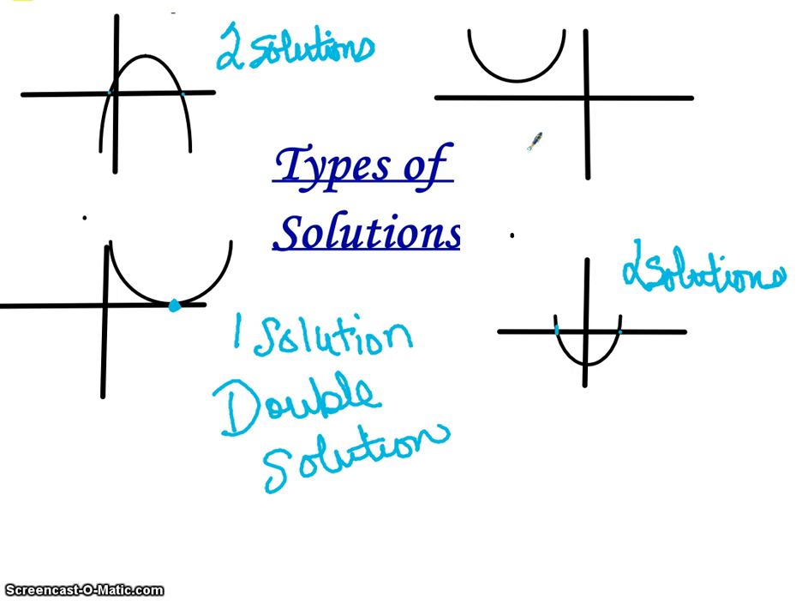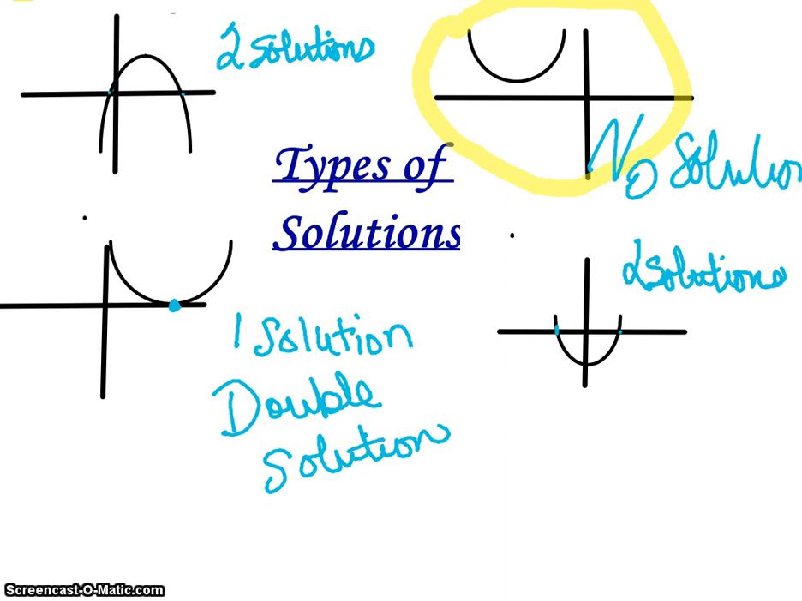Now let's look at this one up here. Remember, the solution is always where I'm touching the x-axis. So as we look at this one up here, where am I touching? Nowhere. That's correct. So up to now, we've been saying what? We've been saying that there are no solutions. Right? Okay, but that changes today, because now we have what's called imaginary solutions.